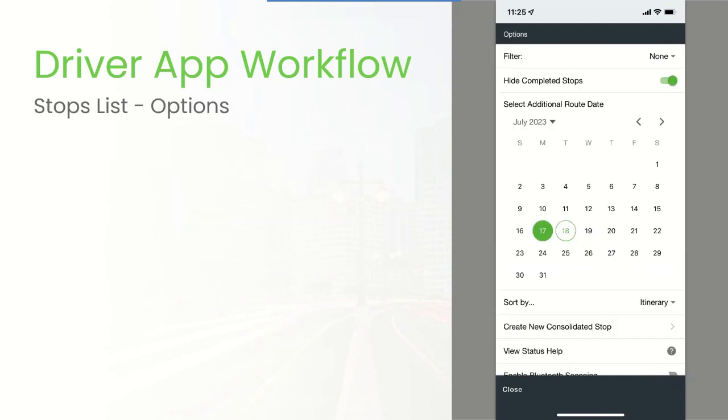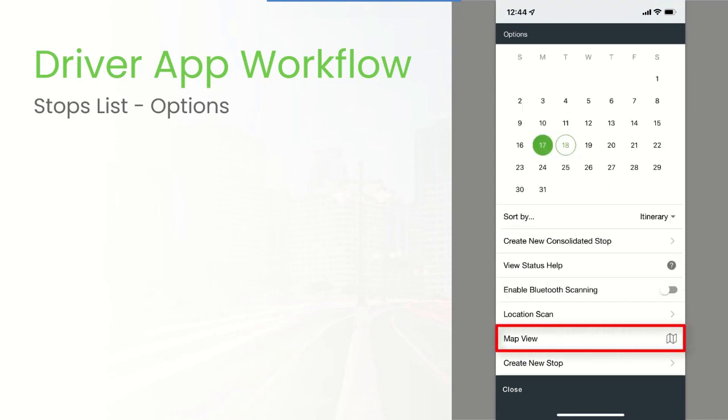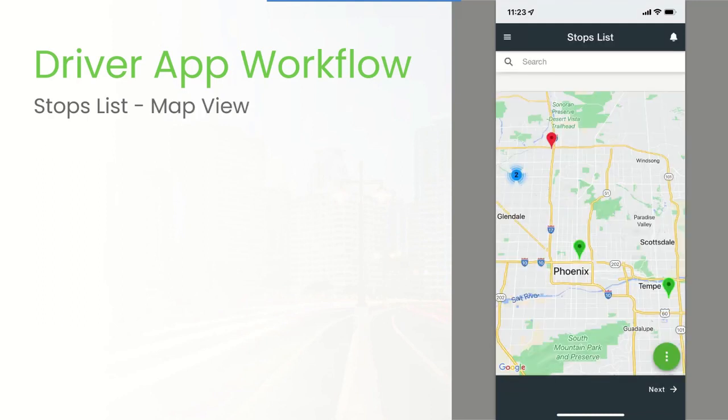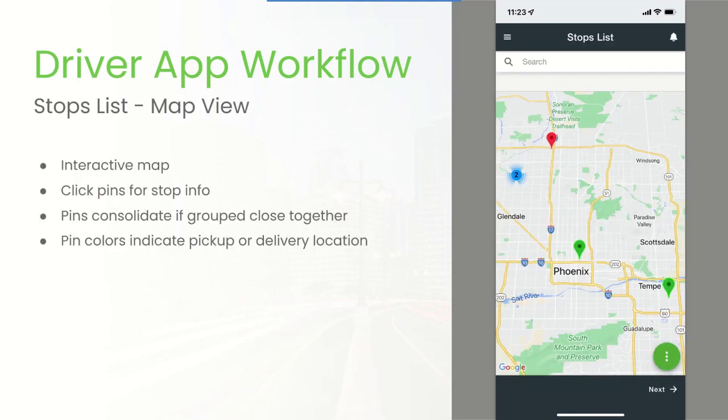commonly used. Scrolling down to the bottom of the options menu, you'll see Map View. Clicking this changes your stops view from a list to an interactive map. Use common dragging and zooming gestures to navigate the map, and tap a pin for stop information. You'll notice the pins will indicate a number where multiple stops are located in close proximity, and the pin color indicates a pickup versus delivery location.